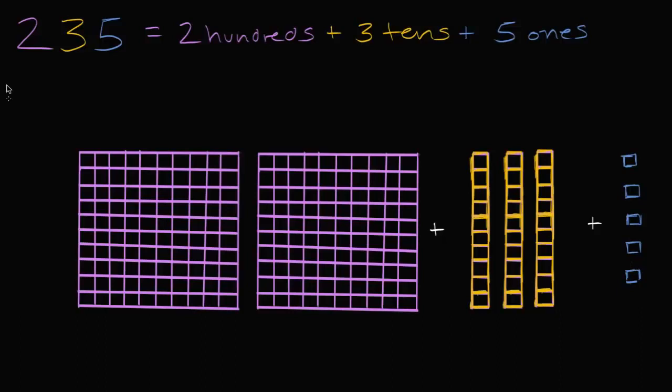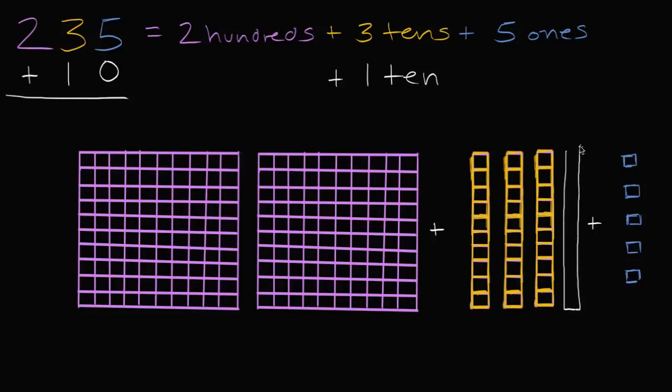So what happens if I were to add 10 here? Well, adding 10, we're just adding 1 ten. So if we add 1 ten, what's going to happen? Well, over here, I need to add one more 10. So what's it going to look like? Well, the next 10 is going to look like this. Let me see if I can draw it pretty fast.